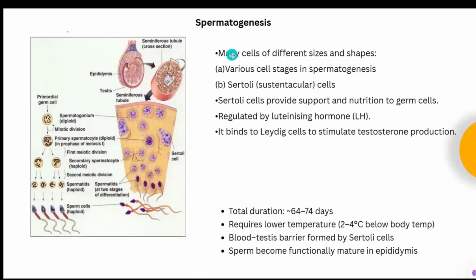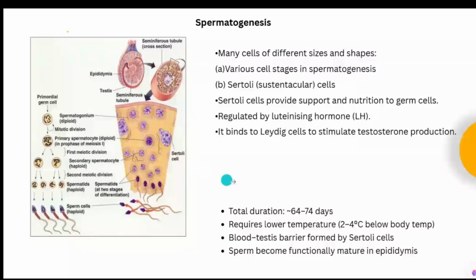So this is the process of spermatogenesis, and these are the cells involved in it. First, the cells at different stages of development: the primordial germ cell, then spermatogonia, primary spermatocyte, secondary spermatocyte. These are the different cell stages in spermatogenesis.